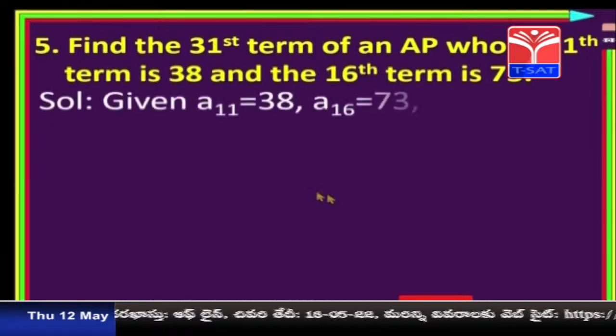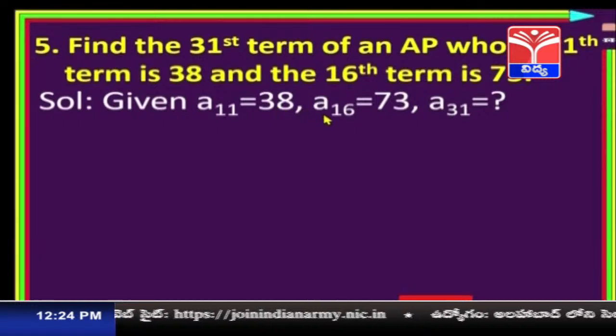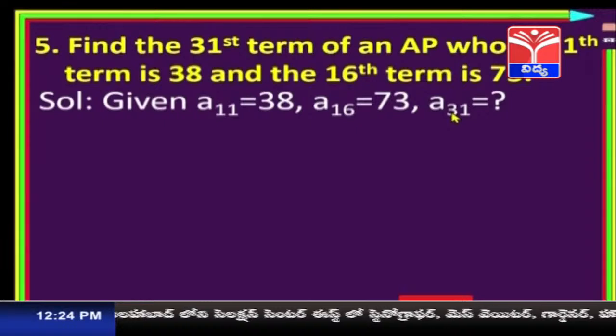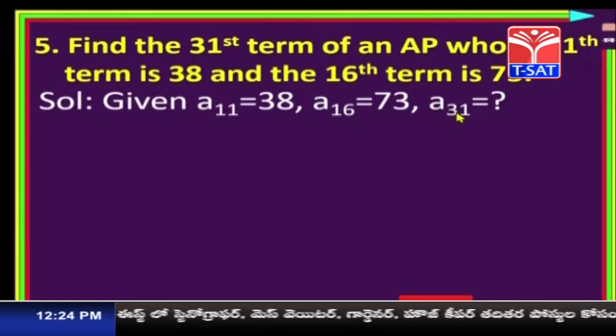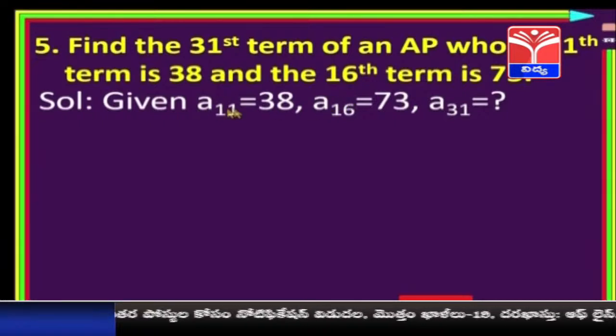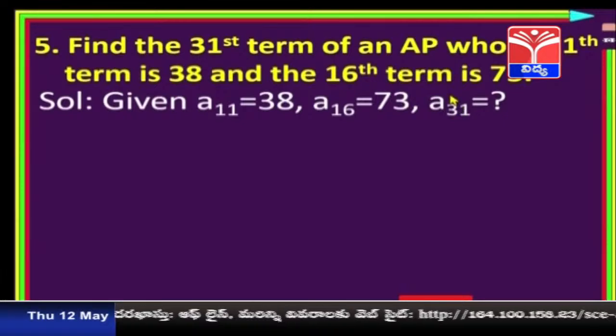What is given? The 11th term is 38, that means A11 is equal to 38, and the 16th term A16 is equal to 73. Okay. Now, our aim is to find the value of A31. How can we find it? First, by using these two conditions and solving, we will get it. What is the formula actually? A31 is equal to A plus 30D, right. For that, to find the value of A31 we should find A and D by using the two given conditions.